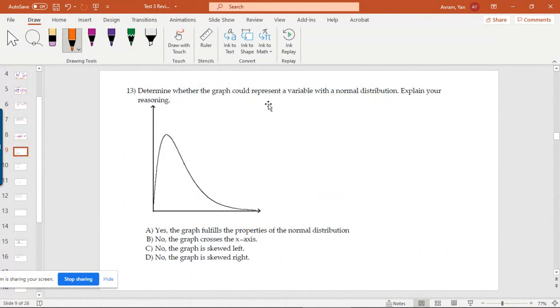All right, determine whether the graph can represent a variable with a normal distribution. Now, when we say the normal, it will be a bell curve. A bell curve is symmetric, right? So the left and right are the same. This one is skewed to the right because we have a long tail on the right-hand side. So this is a skewed distribution, not the normal one. Normal should be the bell curve, which is symmetric. So no, this is not a normal one.